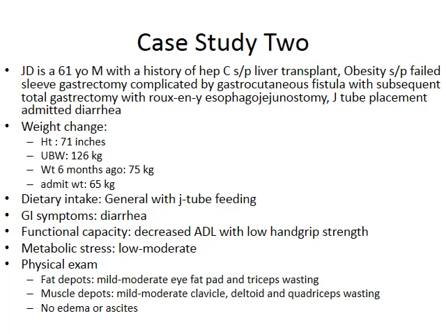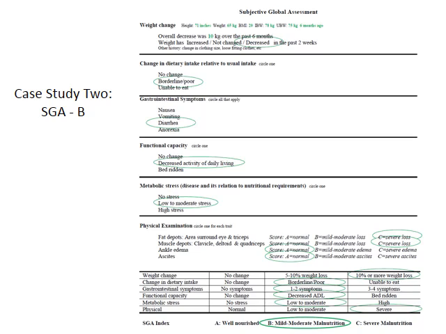His functional capacity is decreased with whole hand grip strength, and his physical exam reveals mild to moderate fat pad and tricep wasting, mild to moderate clavicle, deltoid and quadricep wasting with no edema or ascites. Again, based on all the components of SGA, this patient's overall score is B.